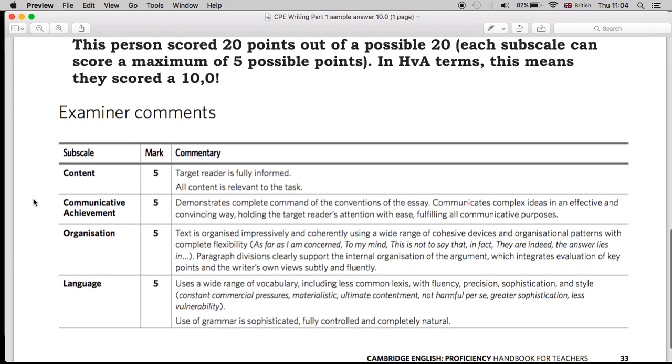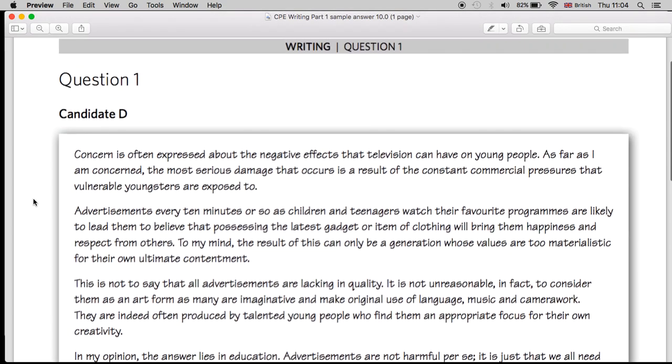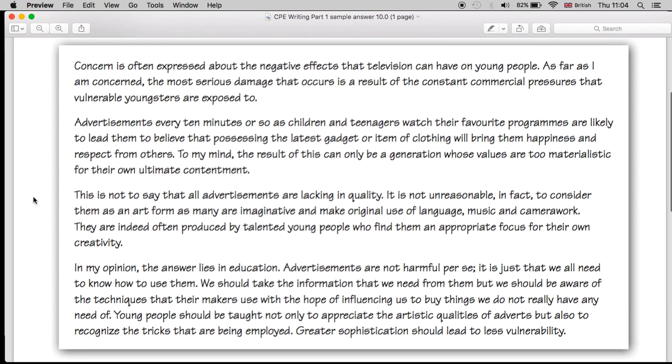Well, okay, so we know this person got 20 out of 20. Let's take a look. "Concern is often expressed about the negative effects that television can have on young people. As far as I'm concerned, the most serious damage that occurs is a result of the constant commercial pressures that vulnerable youngsters are exposed to."